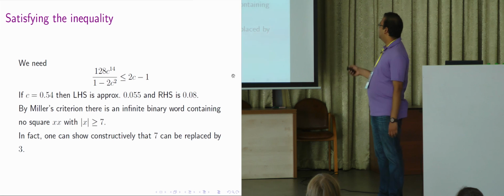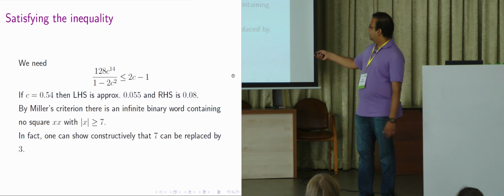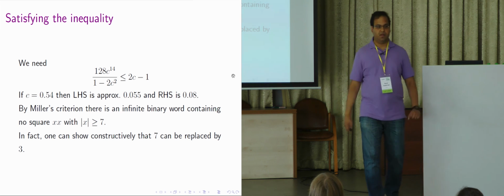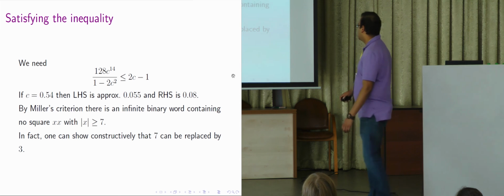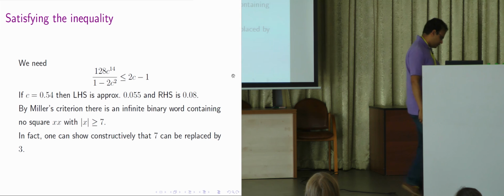And I have to show that this thing is less than 2C minus 1 for some choice of C. I take C to be this. I get this for the left-hand side, this for the right-hand side. The inequality holds. So those long squares are avoidable on the binary alphabet.